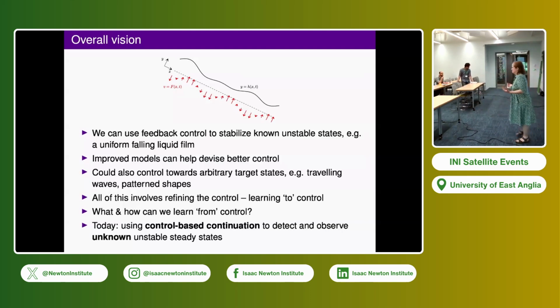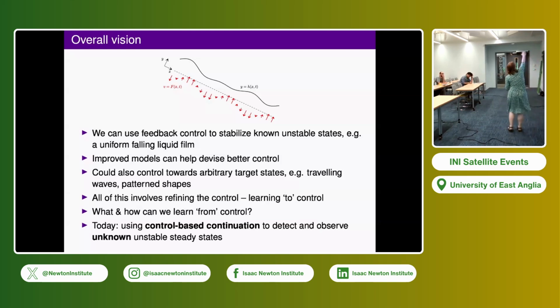But what this talk is trying to do is to think about a different question: how can we use feedback control to help us learn more things than we knew to start with about the system itself? In particular, I want to use something called control-based continuation, which comes from dynamical systems and is relatively new. It's mainly been used in pretty simple mechanical devices with complicated springs and strings. I want to think about how we could detect and observe unknown unstable states, things that we don't know exactly what they are.